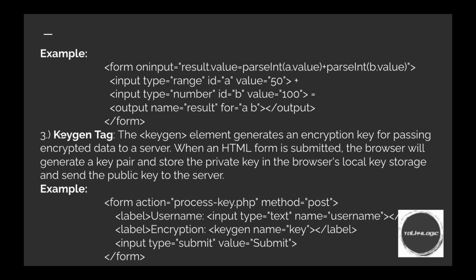Now the next tag is the keygen tag. The keygen element generates an encrypted key for passing encrypted data to a server. When an HTML form is submitted, the browser will generate a key pair, store the private key in the browser's local key storage and send the public key to the server. In the example below, we have a keygen tag that will store exactly a key value, and when we send this form, the value is passed with the help of the key value.